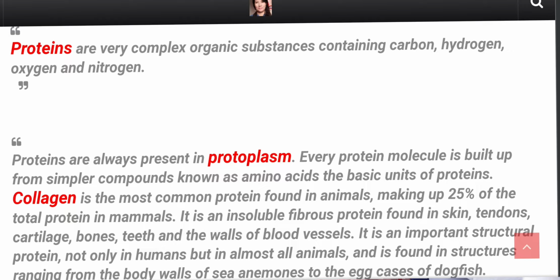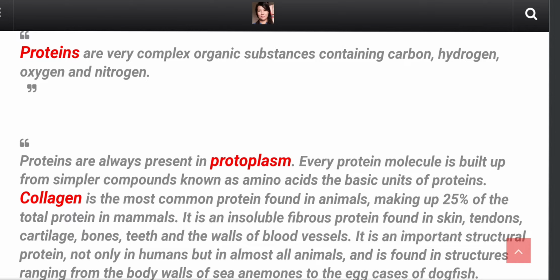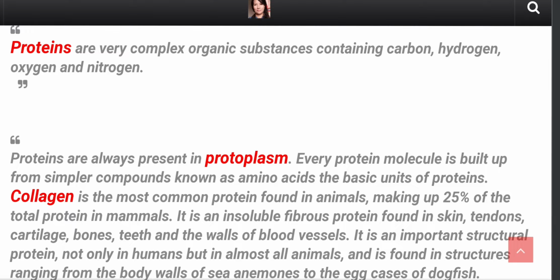So what are proteins? Proteins are complex organic substances containing carbon, hydrogen, oxygen and nitrogen, and proteins are always present in protoplasm. Every protein molecule is built up from simpler compounds known as amino acids, the basic units of protein.